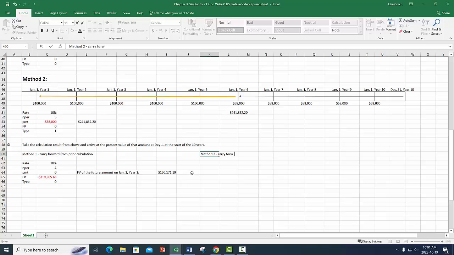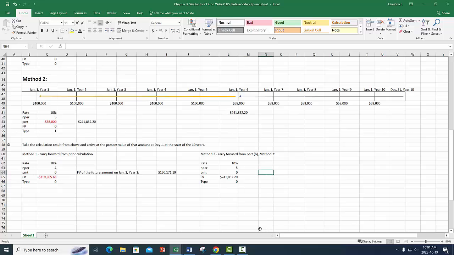So this is a carry forward from part B, method 2, right? As always, I still need my rate and number of periods and all the rest of it. My rate is 10%. My number of periods, I already counted it, it's 5. The payment is going to be 0. What's my future value? My future value is right here. And what's my type? My type doesn't matter because I'm doing future value. So I could do 1 or 0. It makes absolutely no difference.